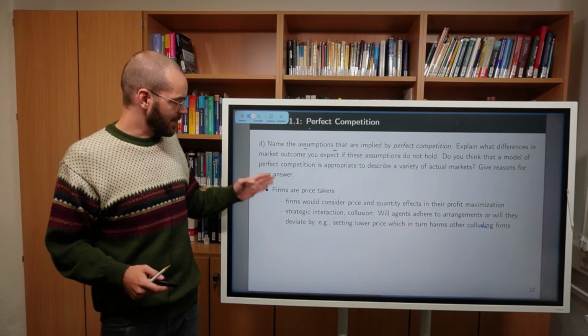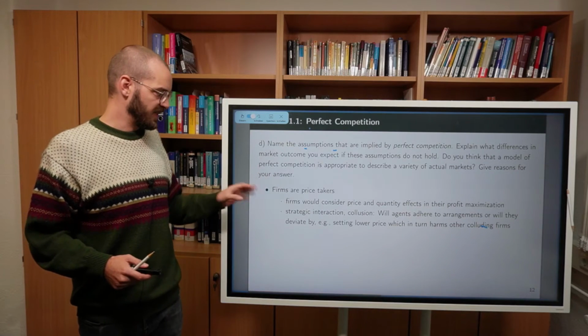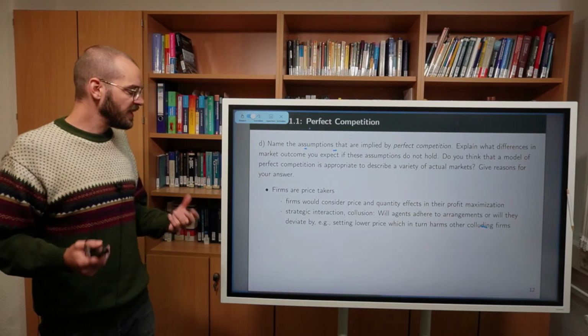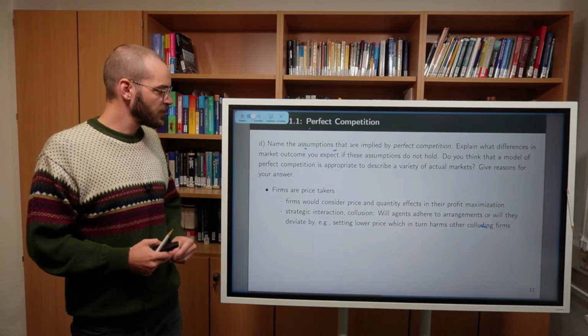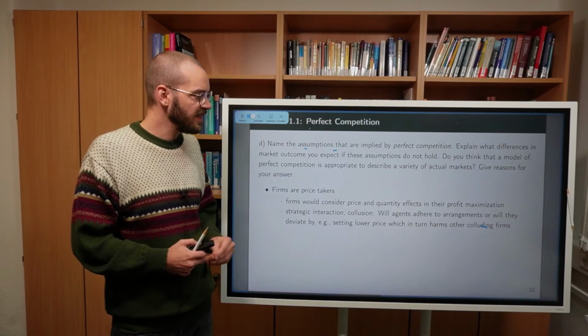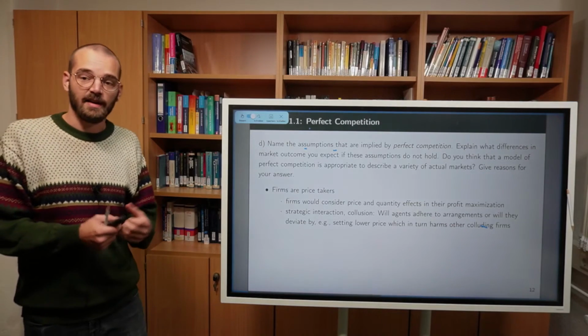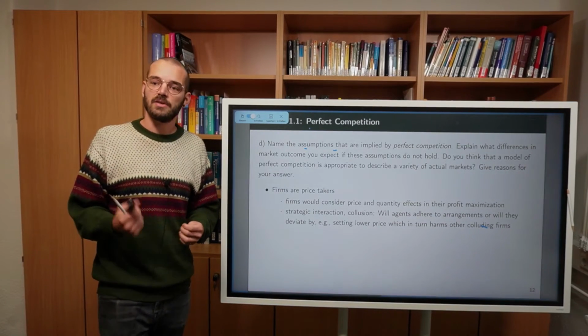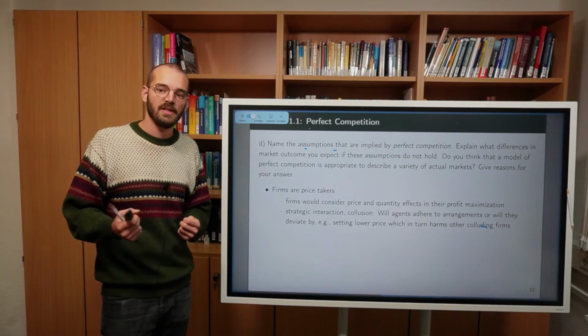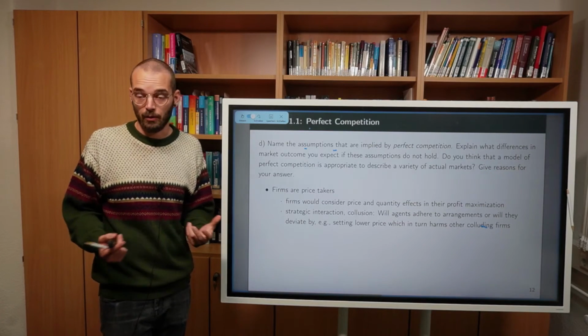If we were to abstract from this assumption, well, then we would be in a model, in a world where firms would consider price and quantity effects in their profit maximization. So if I can influence the price, then of course I can try to push the price into a direction that is maximizing my own profits.